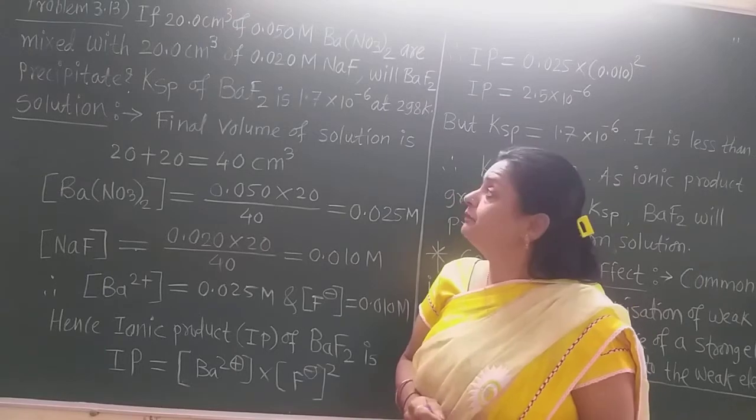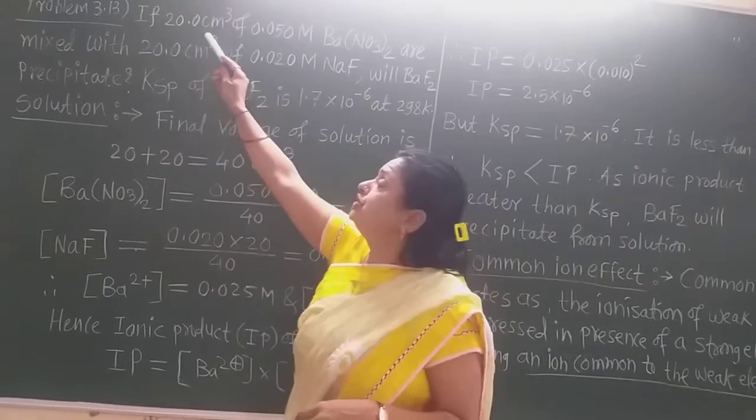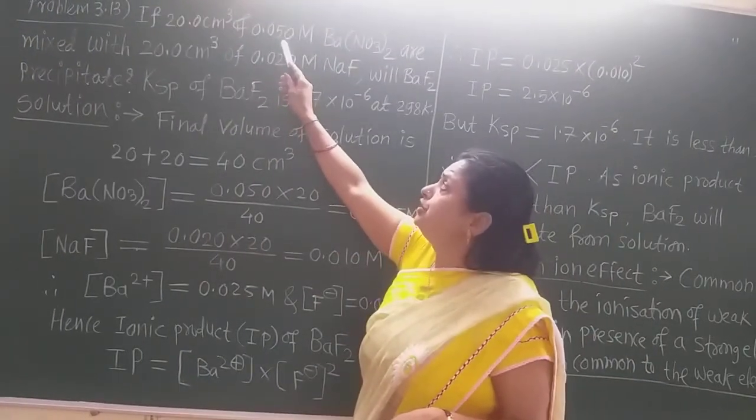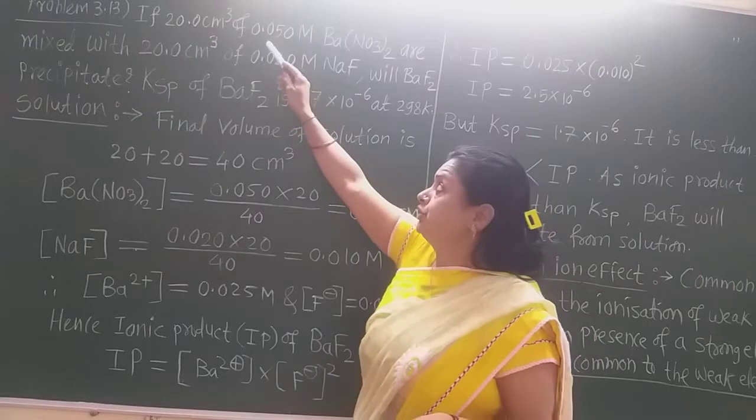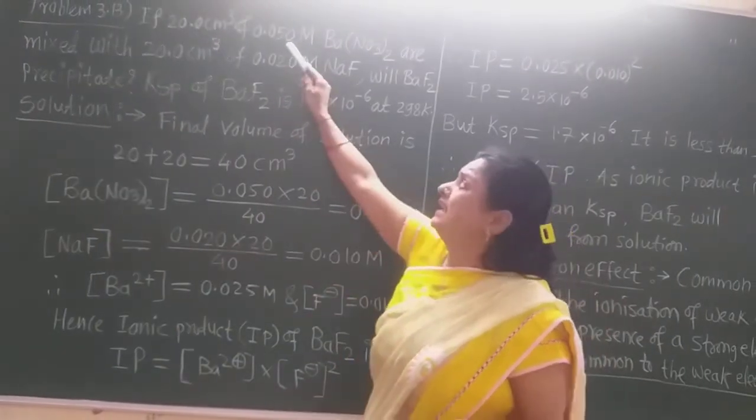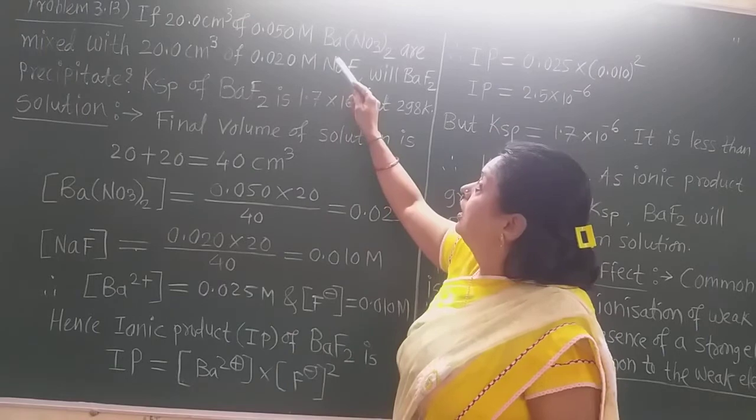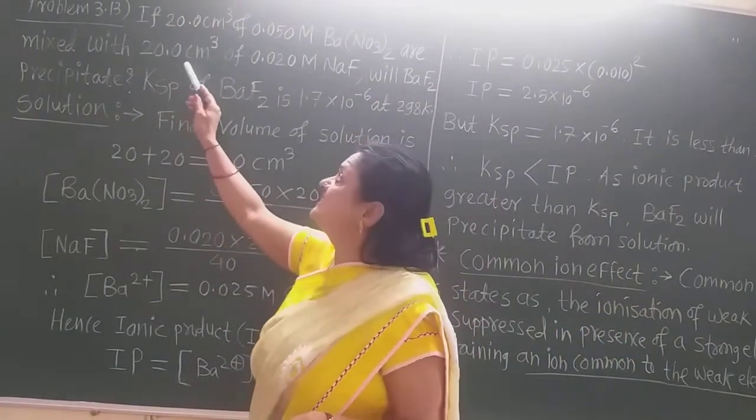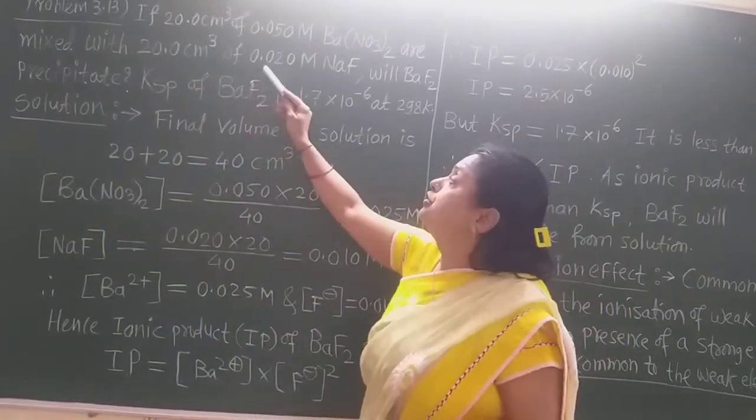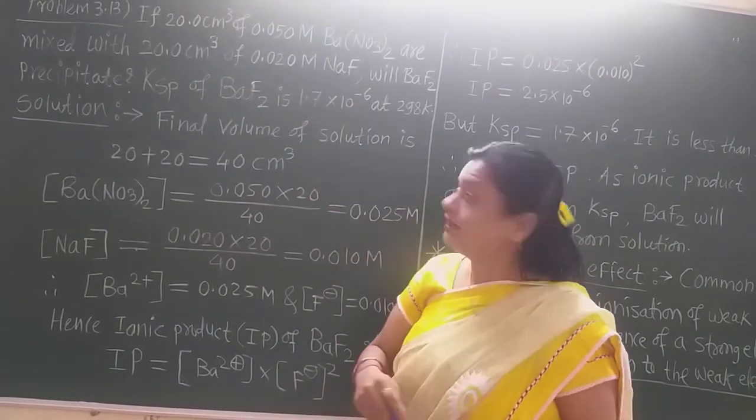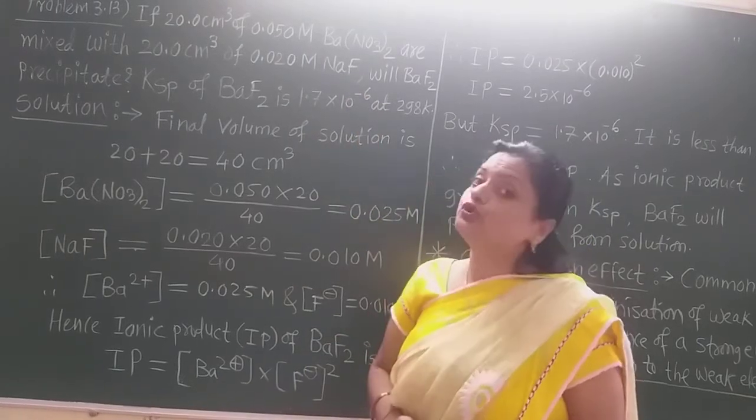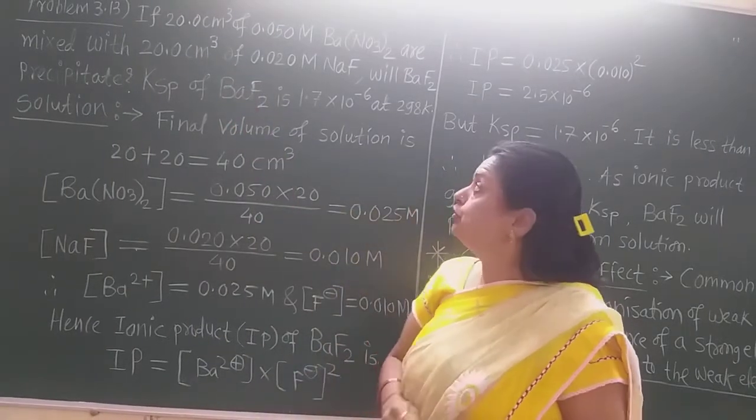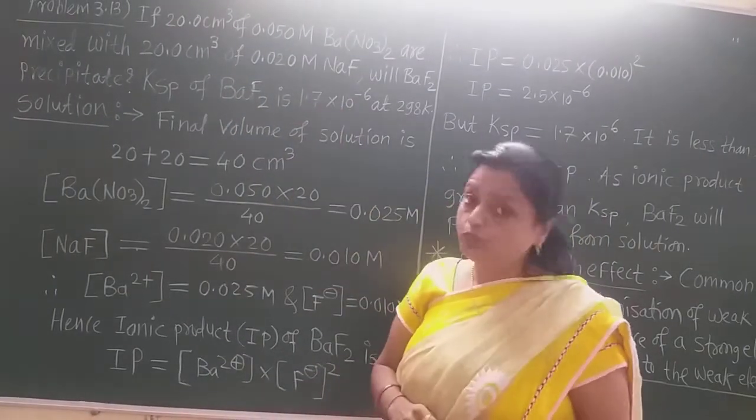What is given? 20.0 centimeter cube of 0.050 molar, that means only 0.05 molar, this last 0 has no value, barium nitrate is mixed with 20 centimeter cube of 0.02 molar NaF. There are two solutions, both have the volume 20 centimeter cube and their concentrations are given in molar.